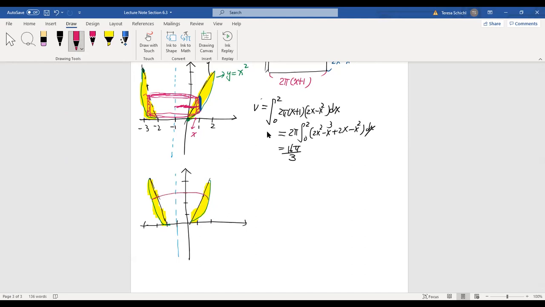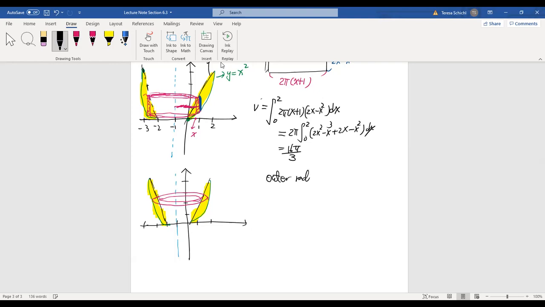So you say, okay, if I cut this way, that would be a pretty good disk, right? After I do that, I need to cut out the inside. That will be my washers, right? So let's take a look at this washer method here. What is my outer radius? What is the radius, the big one, the outer radius?